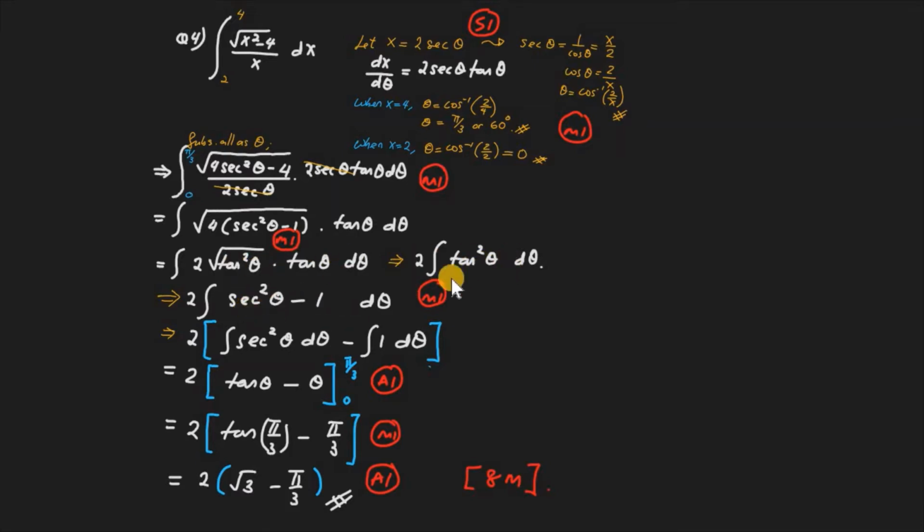And after that, you are to use the identity, tangent square is secant square minus 1, and in order to integrate, you can separate them such that the integral of secant square is tangent. Okay, so there's the answer there, and plug in the boundary that you had earlier, and that will be your simplified answer. Okay, so that is question 4.